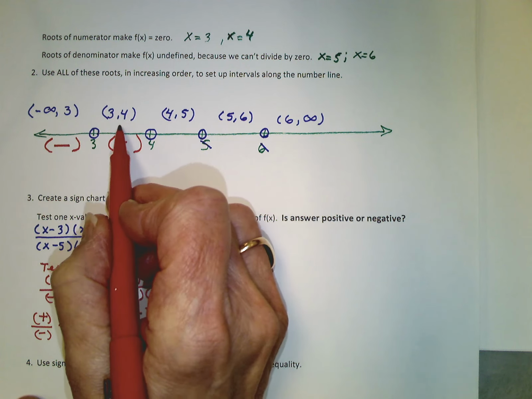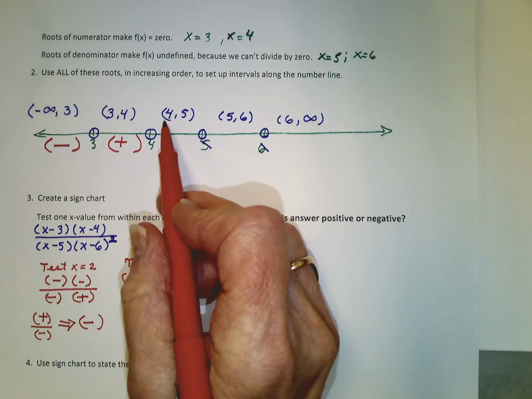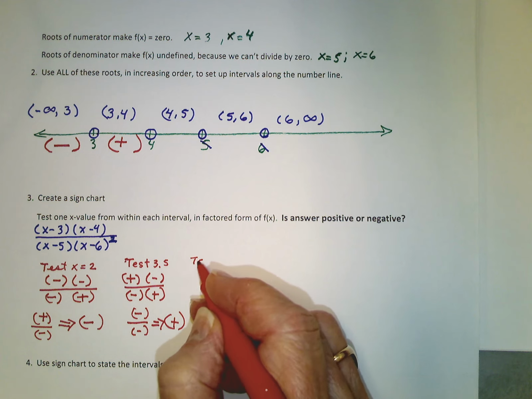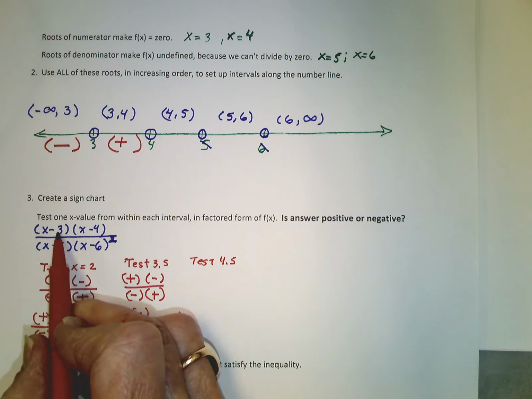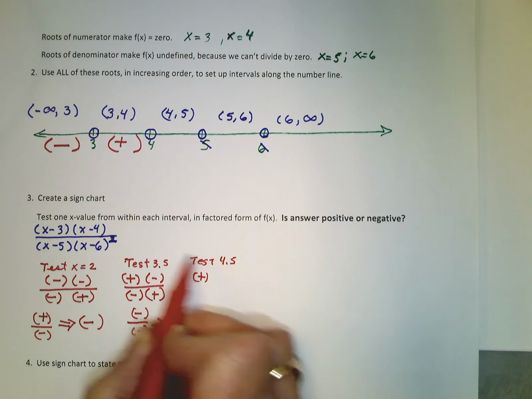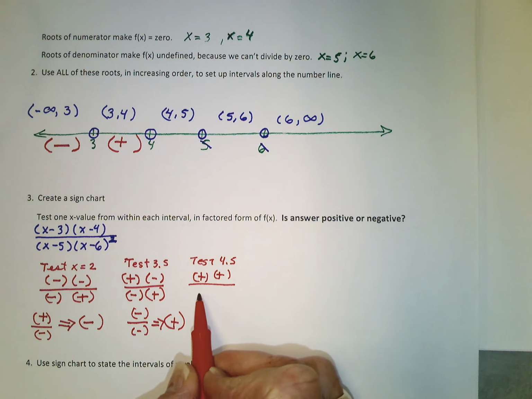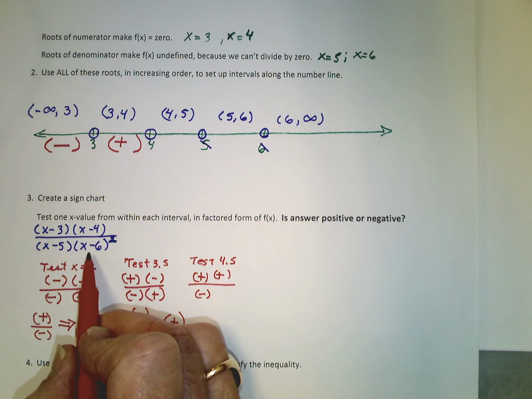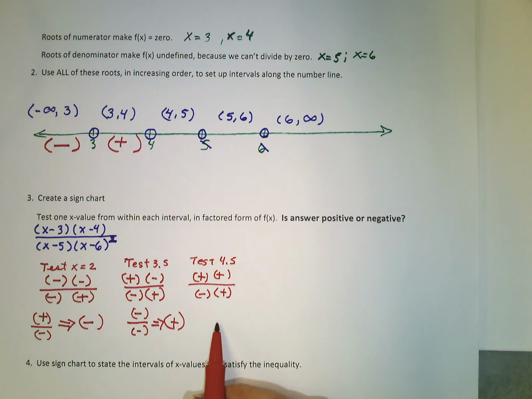Now some textbooks put the positive up here. I kind of crowded there. Then we have to pick one from between 4 and 5. I'm going to pick 4.5. So 4.5 here is a positive. 4.5 here is now a positive. 4.5 down here is still negative. 4.5 here is negative, but when squared becomes a positive. So we have a positive divided by a negative. Overall, it's going to be negative.